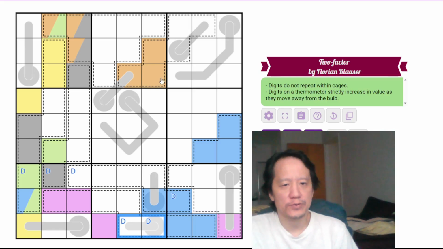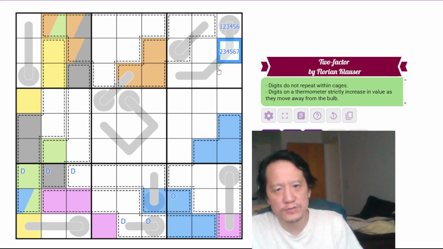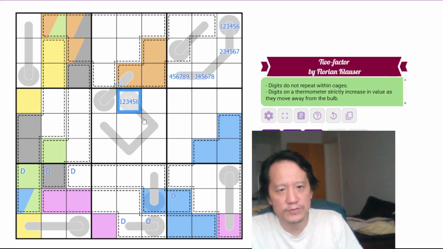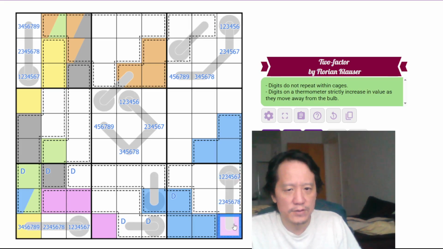Well, let's go through what I usually do with thermometers. The problem is these aren't very long thermometers, so it's not that helpful. This is 1 through 6, 2 through 7, 3 through 8, and 4 through 9. And for the longer ones, 1 through 7, 2 through 8, 3 through 9.